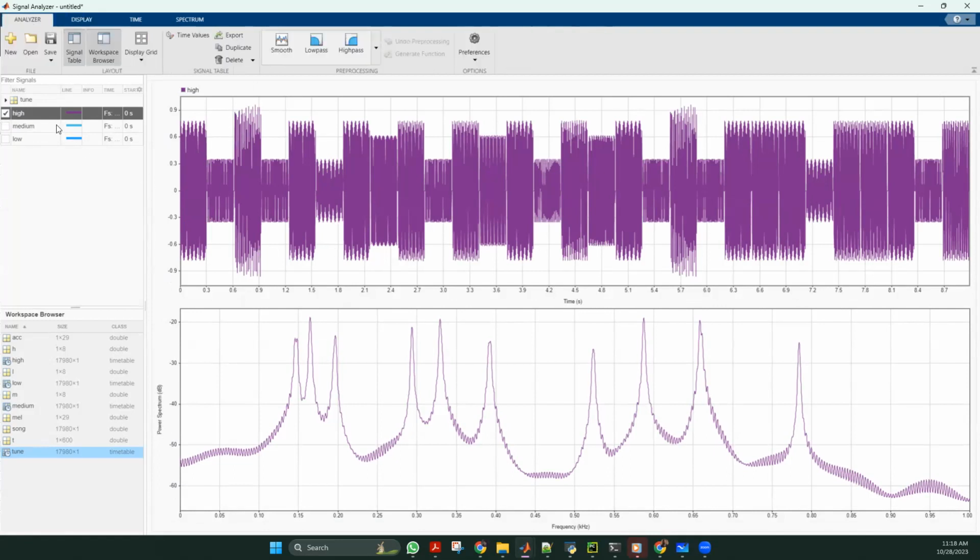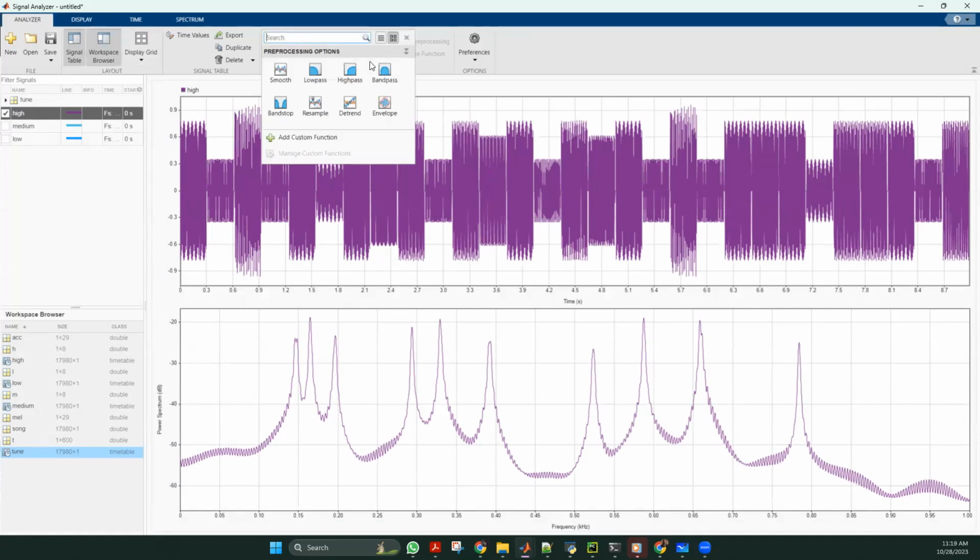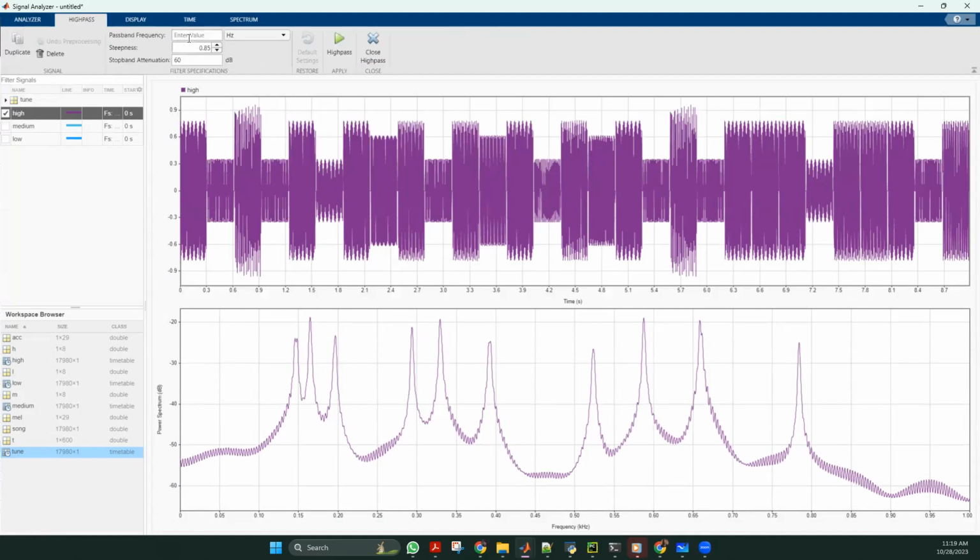So I just directly go to the analyzer tab. I go to high pass. There are high pass filters. So high pass, and then I enter a certain frequency above which I want to filter the frequency. So I want to filter frequencies above 450 hertz. So I put 450, and then I can define the steepness of the filter.